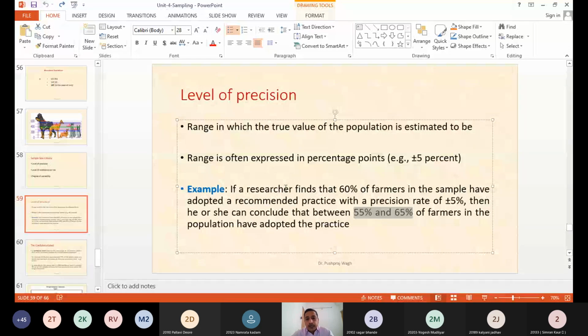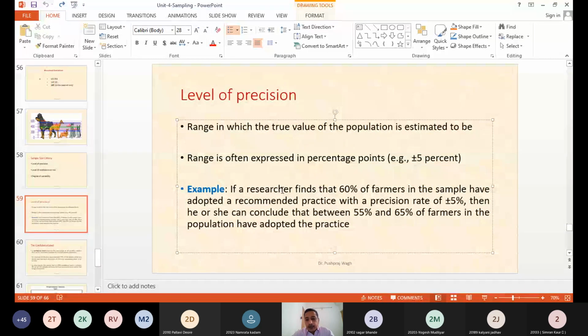So level of precision means the accuracy, which will always be denoted by percentage points, for example plus or minus 5%. It may be plus or minus 3%, plus or minus 1%. So it is a range around the findings or result, within which the researcher wants to conclude that the actual result will lie. So instead of saying only 60% farmers have adopted this practice, he will say 55 to 65% farmers have adopted this particular practice.